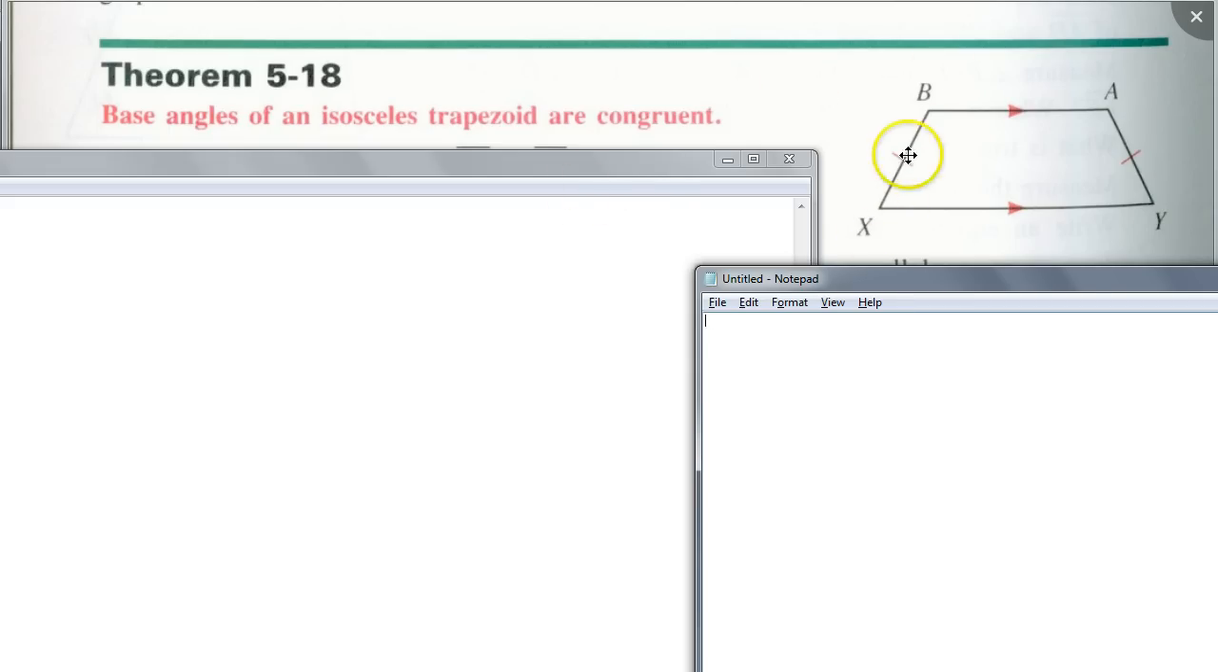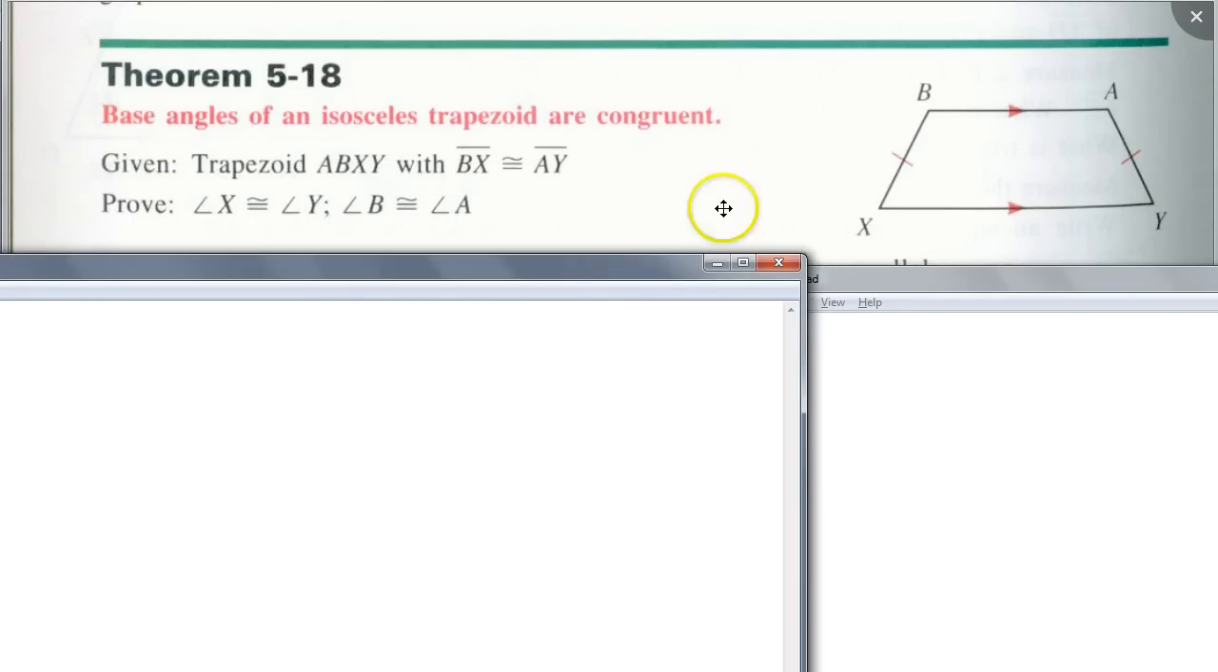So what are they? Angle X and Y. Those are the base angles. That's one pair. That's sort of obvious. What are the other ones? B and A. So look, be careful. Some people forget to think about the base angles up here. Okay. So we're saying X and Y are congruent and angle B and A are congruent.